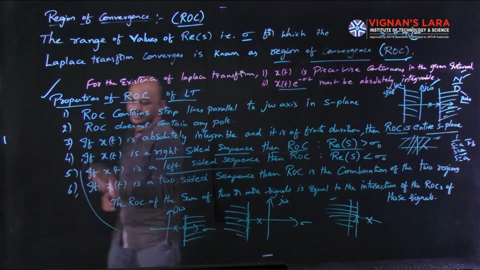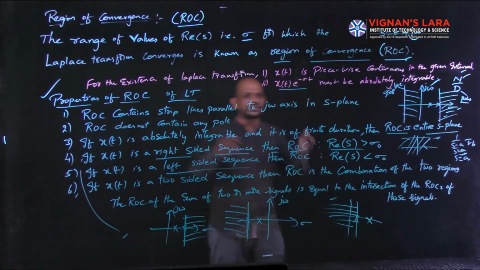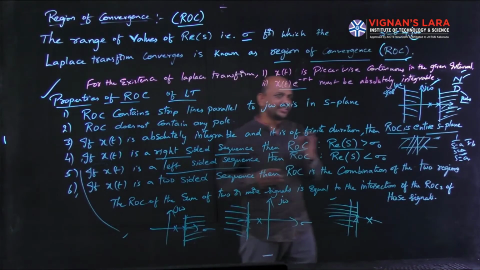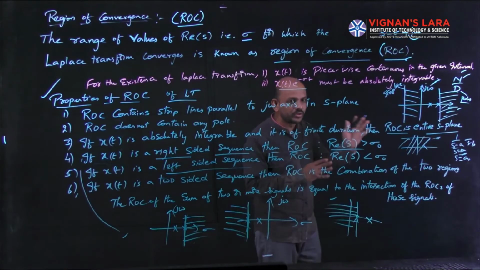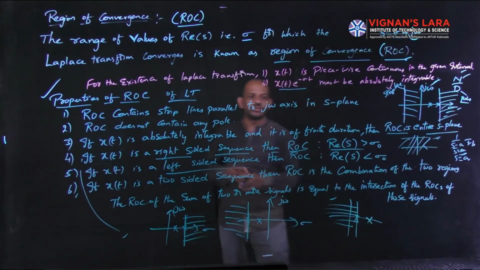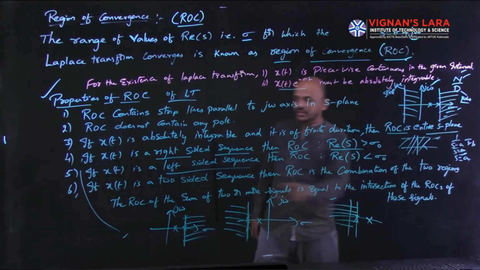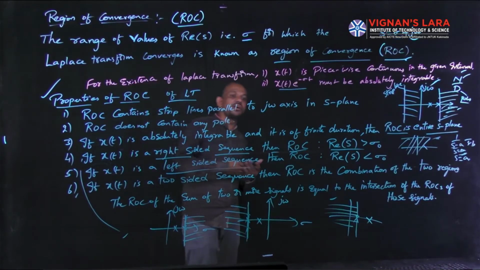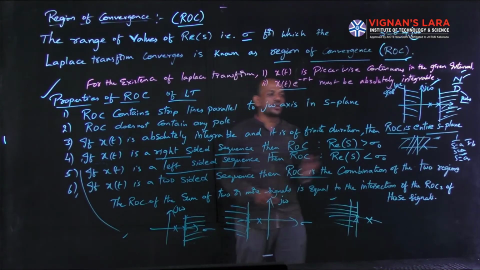Okay, and the sixth one, if x of t is a two-sided sequence, that is a combination of right-sided and left-sided. The best example for a right-sided sequence is causal, or simply u of t, which gives only the values greater than 0, that is right-sided, and u of minus t, that is left-sided, or simply anti-causal. Now if x of t is a two-sided sequence, it consists of both u of t and u of minus t, both the values, then the ROC is the combination of two regions.